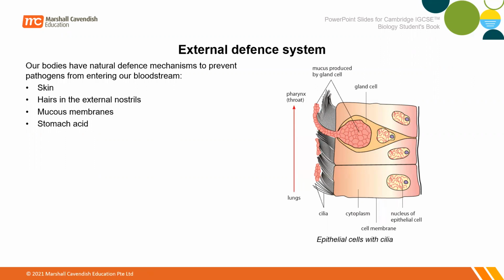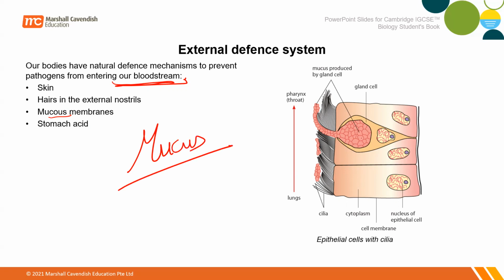Some of them are mechanical, some of them are chemical, and some of them are cellular. In order to prevent the pathogens from entering our bloodstream, from entering the body أصلا, we are using either mechanical or chemical barriers. الميكانيكال barrier اللي هي السكن والهير اللي في النوسترلز، أما الكيميكال barrier الميوكس, and you can write mucus like this no problem, and the stomach acid.